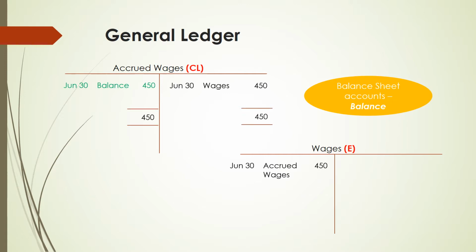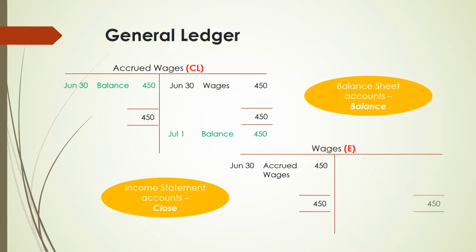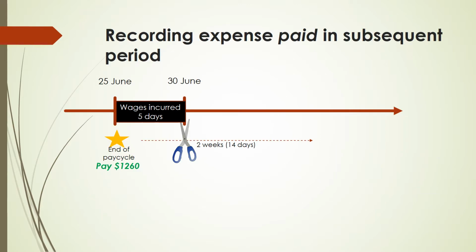Here we are carrying forward the balance of $450 owing to the 1st of July. Our wages expense account is closed because it is an income statement account. And we are closing the account to the profit and loss summary on the 30th of June. So what happens when the expense is paid in the subsequent period?